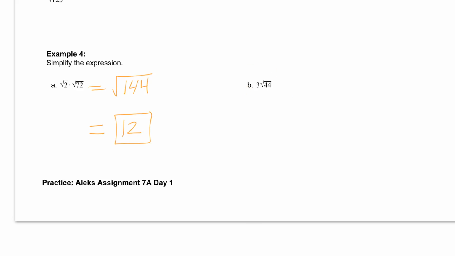And one more problem that we have: 3 times the square root of 44. So we have a number on the outside and a number underneath that radical. So what we're going to do is try to simplify the number underneath the radical, the square root of 44. With that in mind, that 3 is still out in front, and it's being multiplied by whatever we do from here on out. And so what we want to do with 44 is find that biggest perfect square.